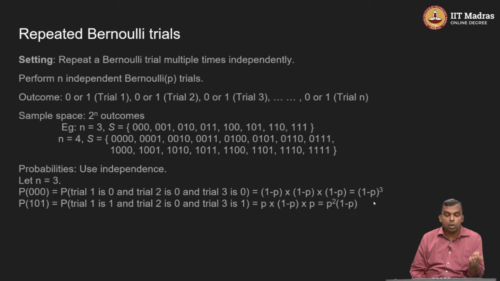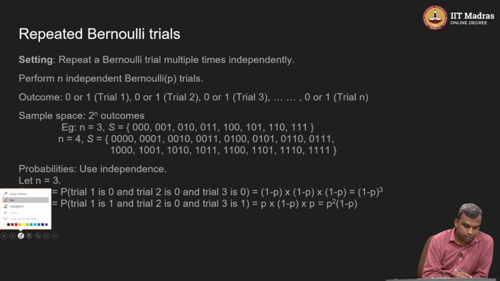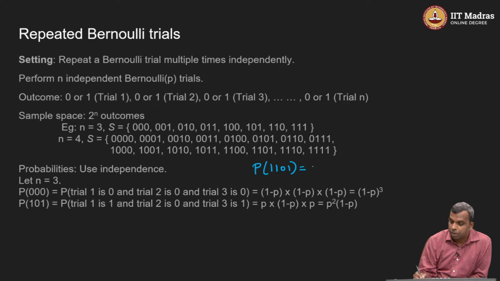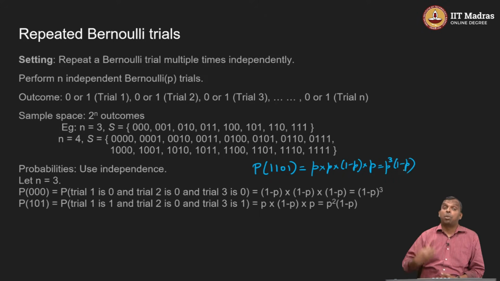Not just 0, 0, 0, any other outcome, 1, 0, 1 I've shown you here. It just works out as p squared times (1 minus p). You can take anything else. So let's say I want to take the probability of 1, 1, 0, 1. So that's going to be p times p times (1 minus p) times p. 1 in the first trial, 1 in the second trial, 0 in the third trial, and 1 in the fourth trial. So that's just p to the power 3 times (1 minus p). So like that, given any value for n and given any value for p, I can find the probability of every single outcome in my sample space, isn't it? Just by using the rules of probability, the rules for combining events, one can do this.